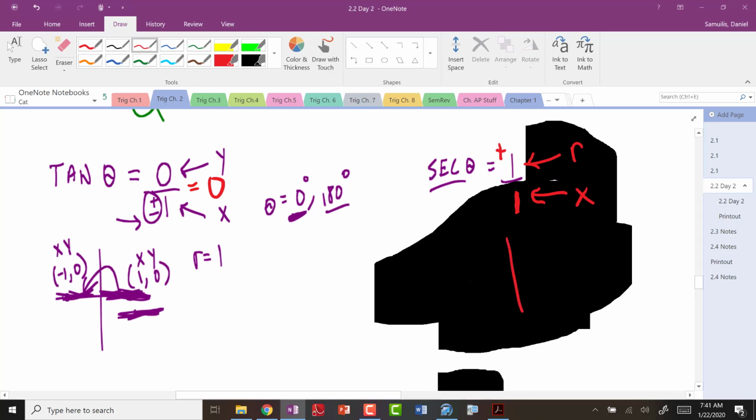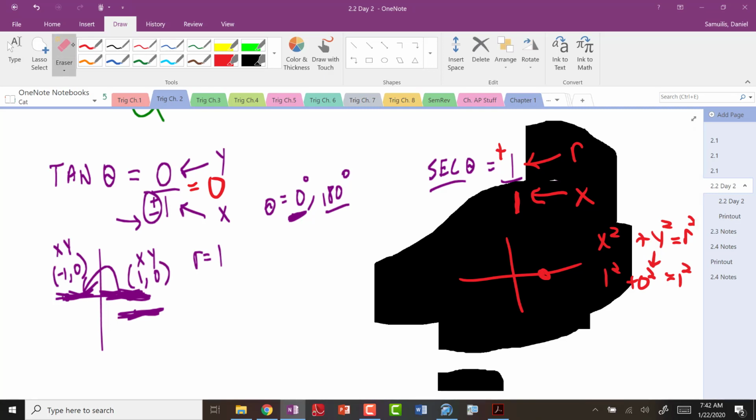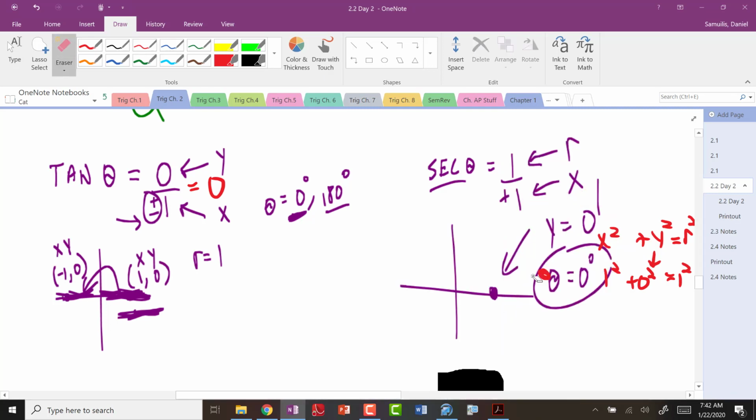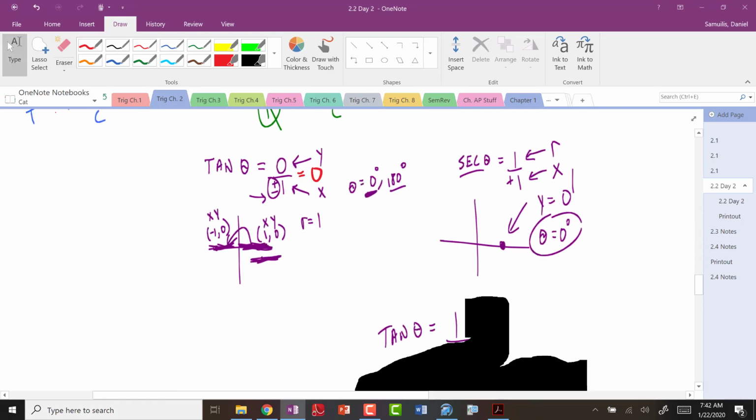Where do you have 1 for r, 1 for x? Let's do the Pythagorean theorem. x squared plus y squared equals r squared. Then you get 1 squared, and this is 1 squared. What would y have to be for this to be true? It's 0. So what is 1 comma 0? Right there. And it's only one answer, because x can't be plus or minus, since it's a positive ratio only. So in this case, you only get one answer.